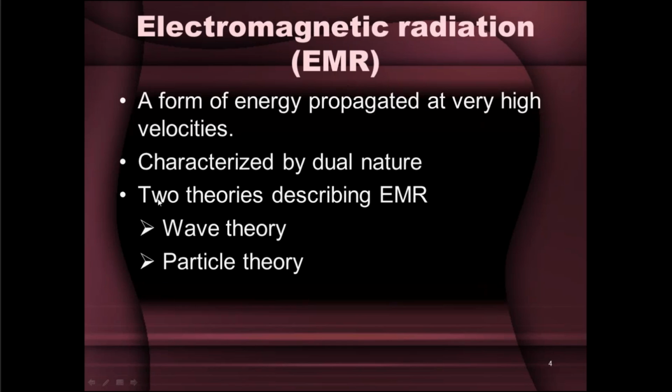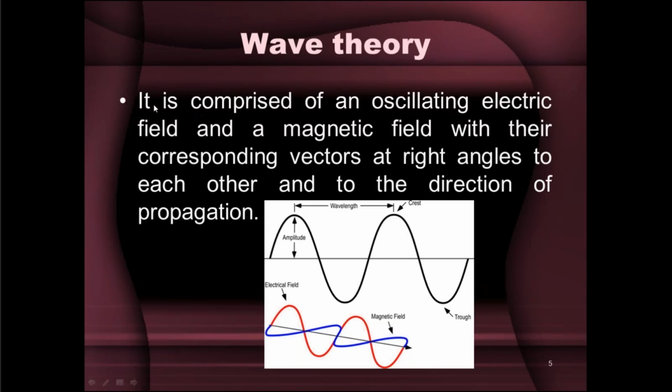So electromagnetic radiation is characterized by dual nature. There are two theories which basically describe electromagnetic radiation. That's the wave theory, which is the classical theory, and the particle theory. So these two theories we will go into in detail. So according to wave theory, what is electromagnetic radiation? It is comprised of an oscillating electric field and a magnetic field.